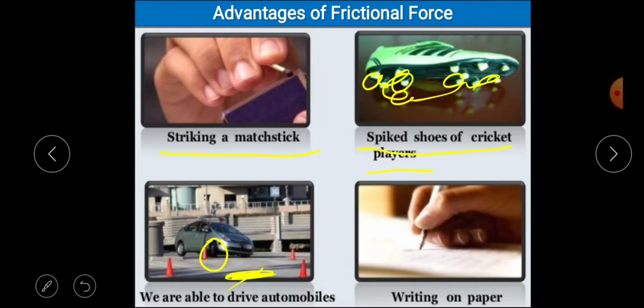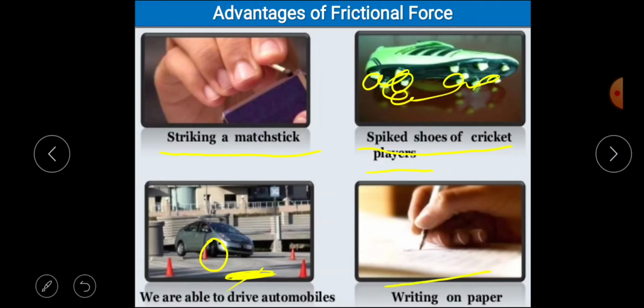If the road is slippery, maybe it snowed the earlier day, or if it is wet, then it becomes slippery and the driver may not have proper control of the automobile, and it may lead to accidents.